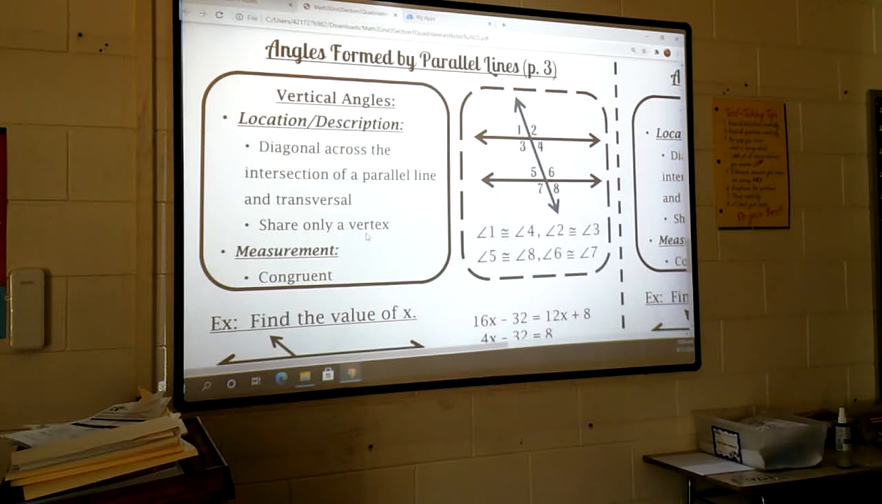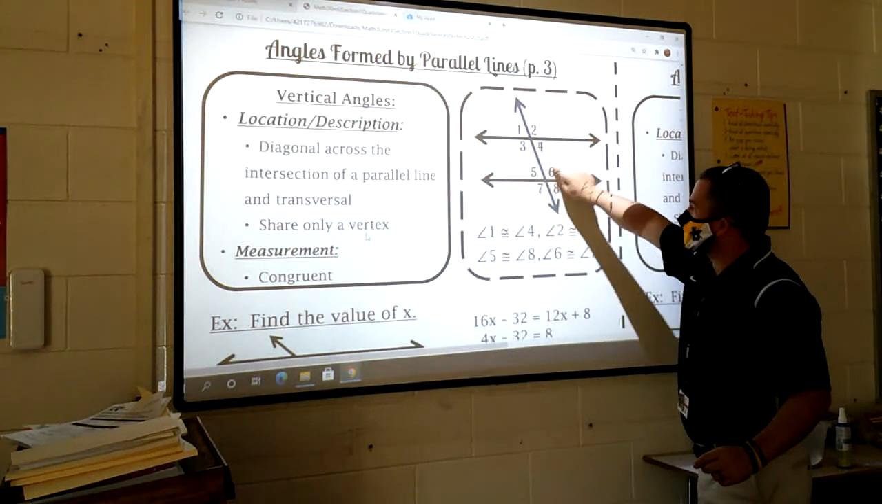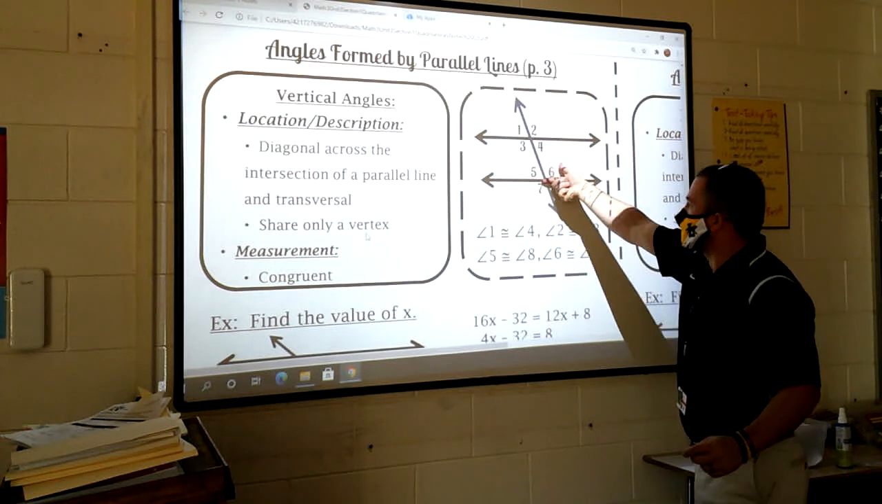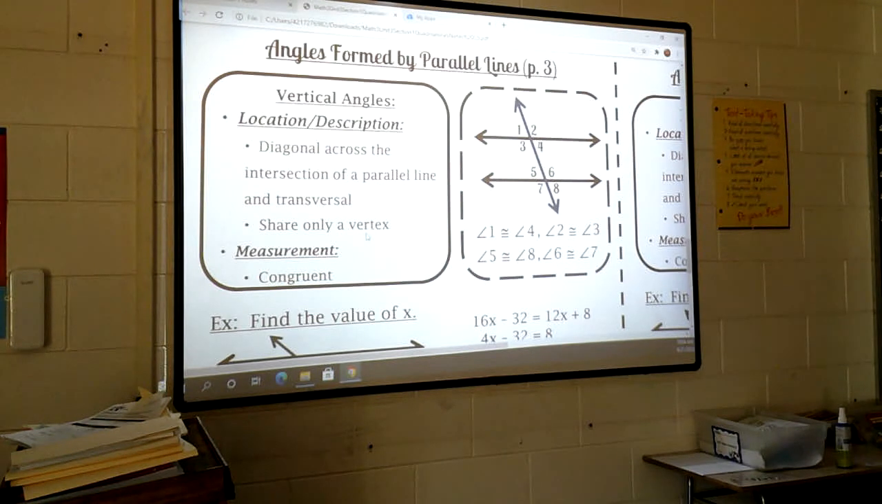These are vertical angles. Vertical angles are also congruent. Vertical, to me, basically means that it looks like you can fold them over each other. So 1 and 4, if you think about folding angle 1 down, it'll fold right there over angle 4. 2 and 3, 5 and 8, 6 and 7. So vertical means they're right across this intersection of the parallel line and the transversal. These are vertical angles. But if you took angle 7 and folded it, you took angle 5, if you folded your paper, you would be able to tell that they're the same.